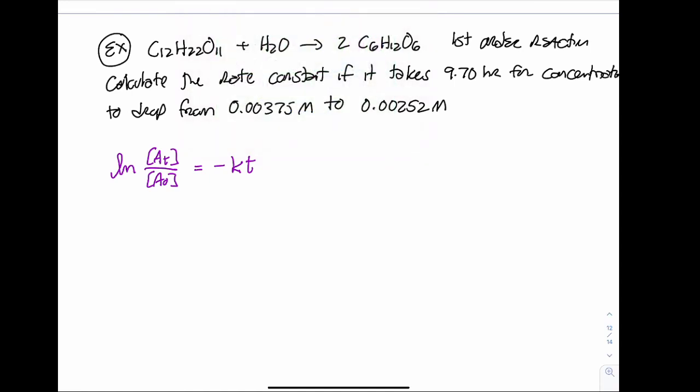Please do be careful. At is the concentration at time t, and A naught is my initial concentration. It doesn't specifically say in this problem which is initial and which is at time t, but we know that concentration decreases over time. This is reactant concentration, so the bigger concentration is going to be my initial one. We can't start out with less and make more because this is a reactant. Reactant concentration decreases over time.